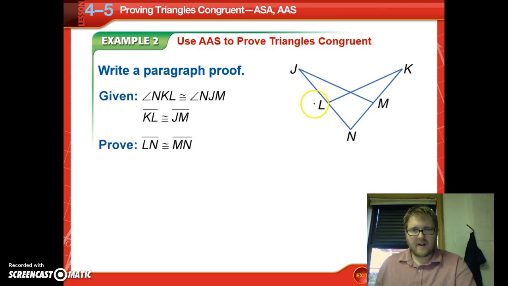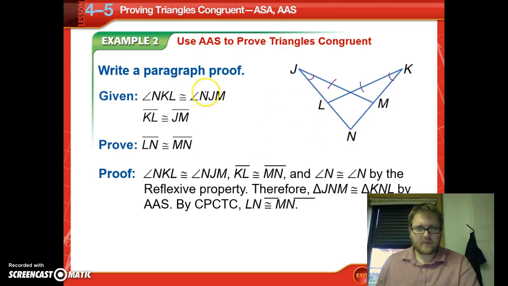So, quick paragraph proof for this triangle. We're given that angle NAL is congruent to angle NJM, so we'll make those two congruent. We're also given that KL, this line segment, is congruent to JM, this line, and we want to prove that LN is congruent to MN.